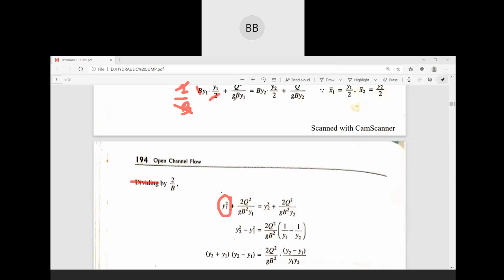The next term also we have to multiply by 2 by b. That is why twice Q square divided by g b square. Here is already 1 b and here we have already 1 b, so it will be b square y1. Similarly here also y2 square plus twice Q square by g b square y2.